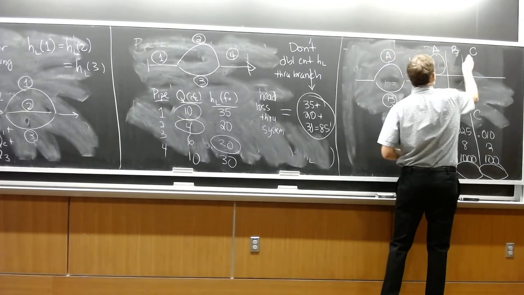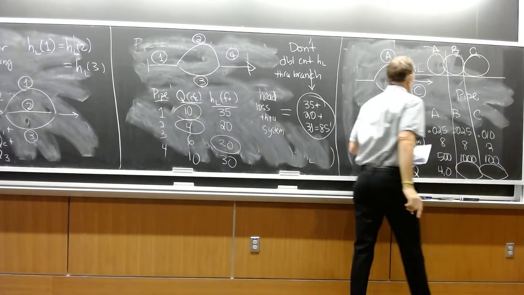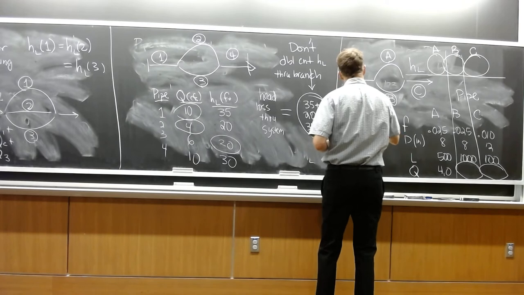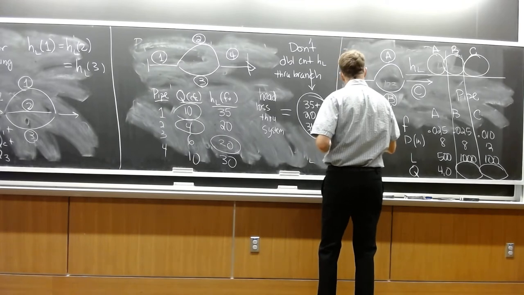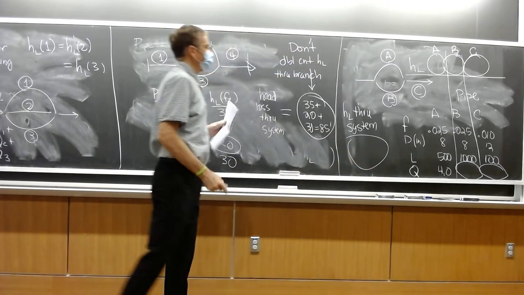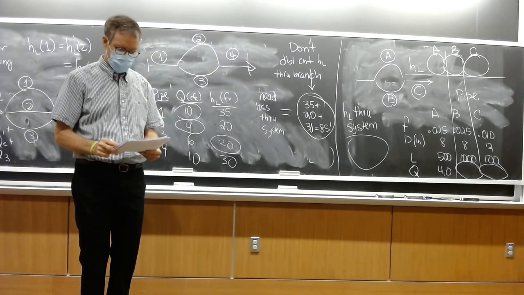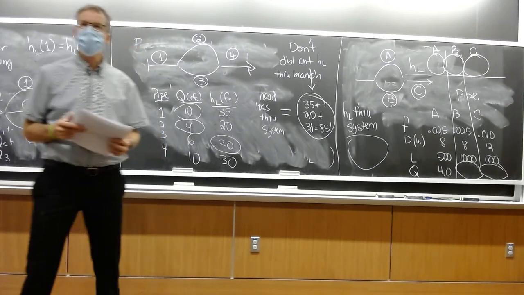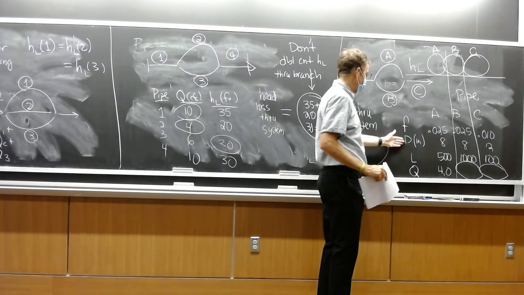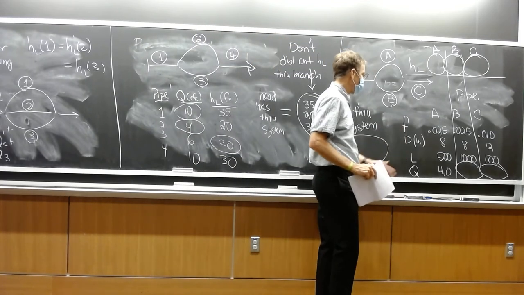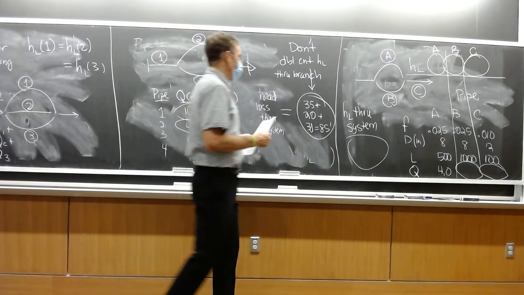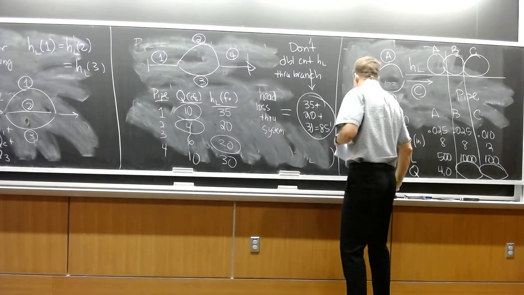So, I've circled again the things that we'd like to calculate. How do we go about that? Well, if we're given all of this information, the lengths, the diameters, the friction factors, the flow rates, we could use the Darcy equation to calculate the head losses.